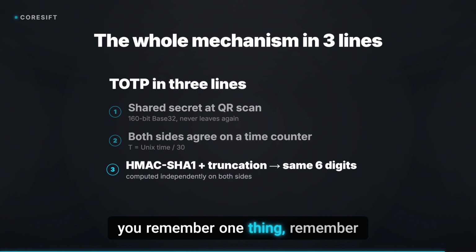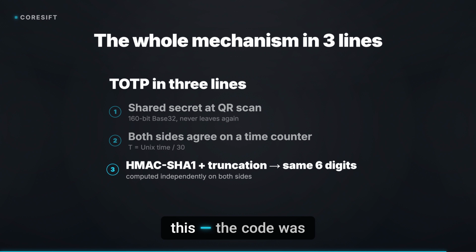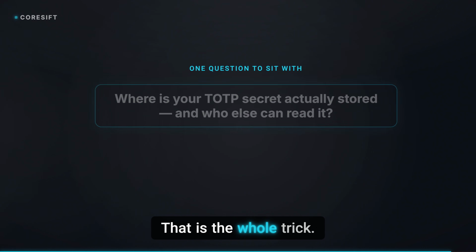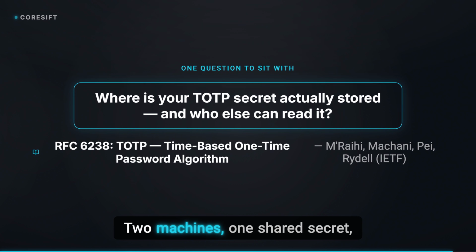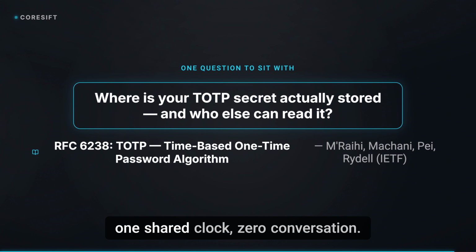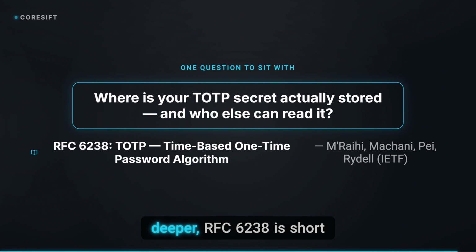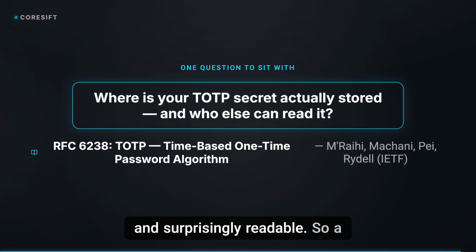If you remember one thing, remember this. The code was never sent to your phone. It was computed on your phone. That is the whole trick. 2 machines, 1 shared secret, 1 shared clock, 0 conversation. If you want to go deeper, RFC 6238 is short and surprisingly readable.